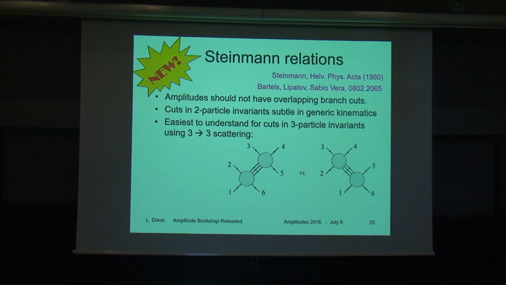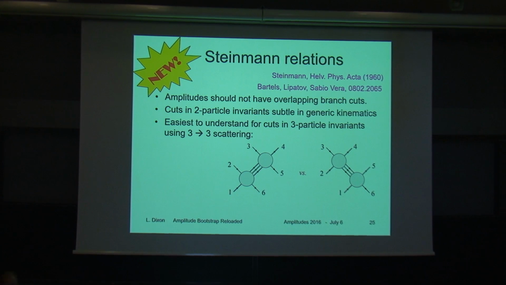And the basic message is that amplitudes should not have overlapping branch cuts or double discontinuities in two channels that are overlapping. So a cut divides the external states into two sets. And if the next cut further partitions that set, that's called an overlapping cut. The next cut could be over here and divide up one of the sets but not touch the other set. That's a non-overlapping cut. So here we're talking about overlapping cuts.